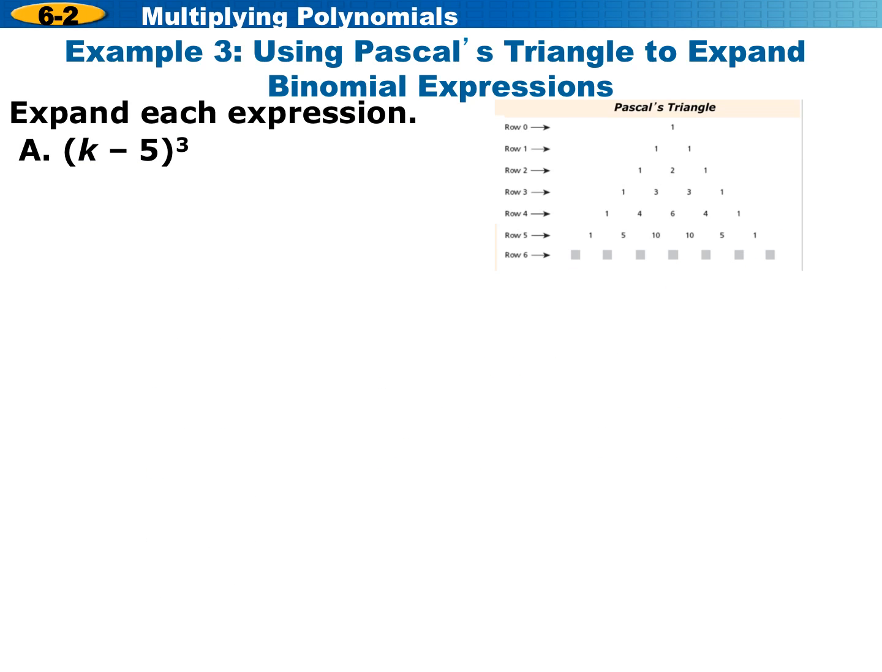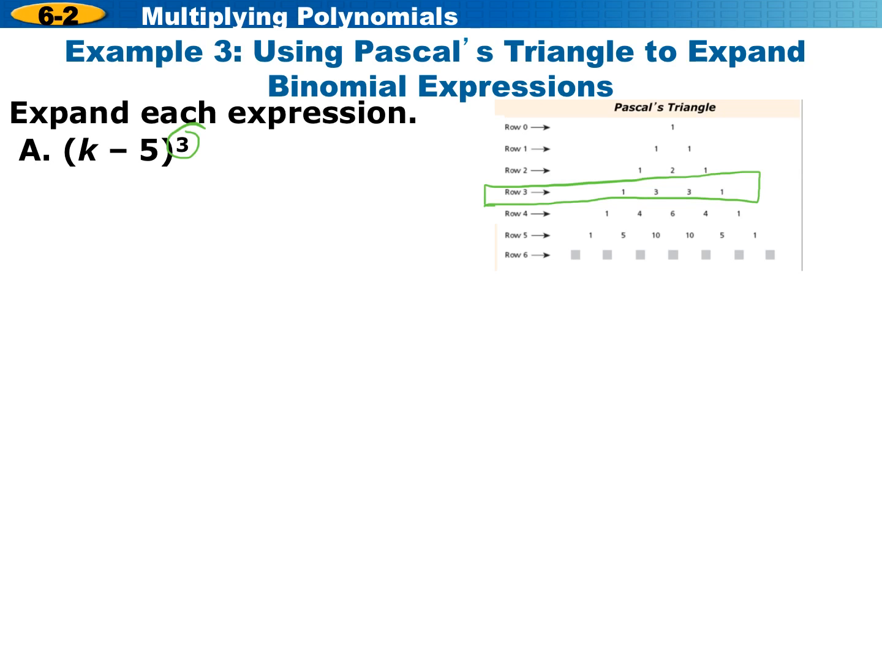Okay, so now we want to use Pascal's triangle to expand and simplify this expression. So we have the third power, so we need to use row 3. Note that this starts with row 0 and then moves on past that. So row 3, we're going to have a 1, a 3, a 3, and a 1. That means there's going to be 4 terms.